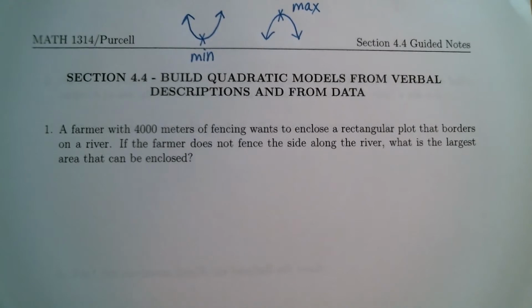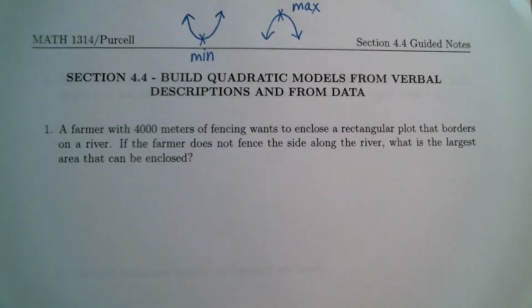You can't get through algebra without doing one of these. So you have a farmer who has 4,000 meters of fencing, and he wants to enclose a rectangular plot that borders on a river. If the farmer does not fence the side along the river, what is the largest area that can be enclosed? So to start, we're going to draw a picture of what is going on.